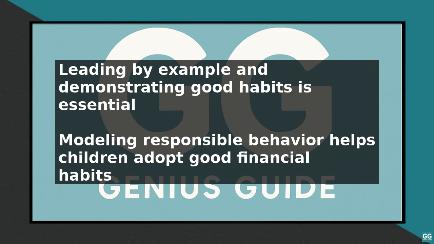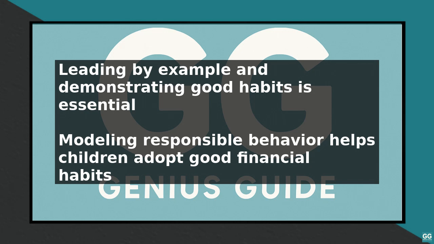Finally, it's essential to lead by example and demonstrate good financial habits yourself. Children often learn by observing their parents, so make sure you are modeling the behaviors you want your child to adopt. This includes being responsible with credit, saving regularly, and making smart financial decisions.